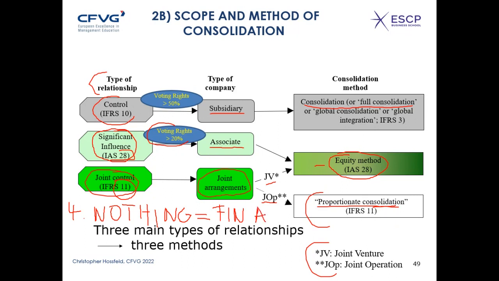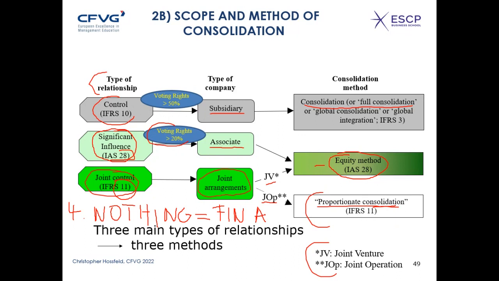Okay, which means no consolidation. Nothing to do. I did invest in another company by buying 5%, for example. Well, that's a financial asset. It's in my balance sheet, and I will use the accounting rules for financial assets that I will show you a little bit later. Okay, so 4 types of relationships, 3 types that lead to some sort of consolidation, and the 4th type which does not lead to any consolidation.